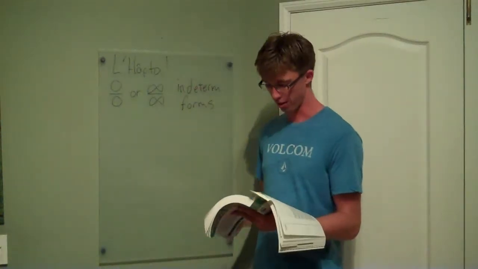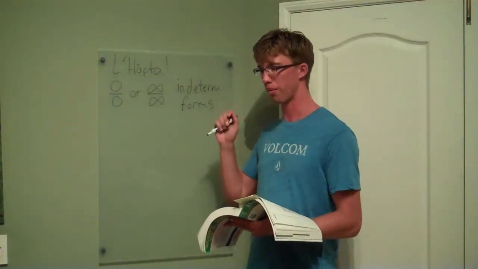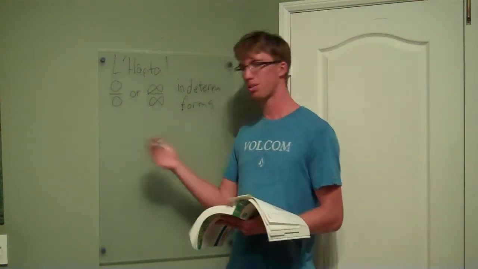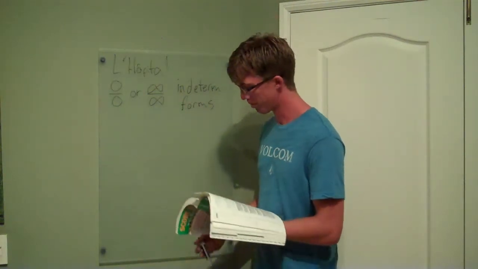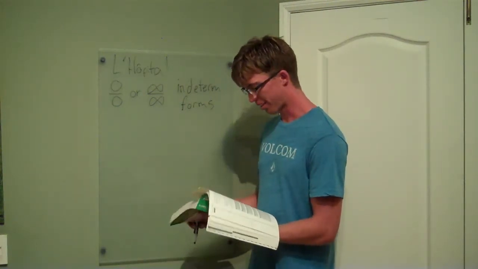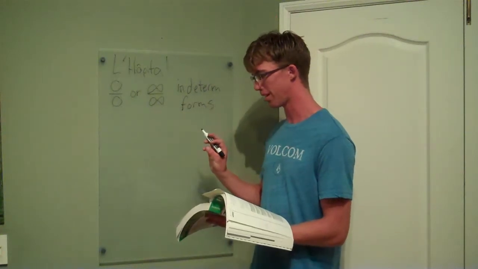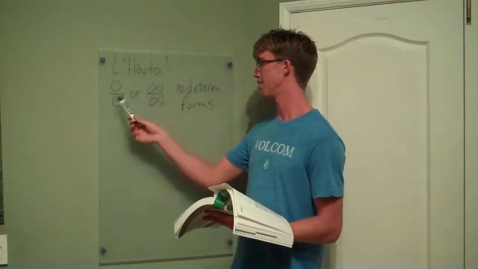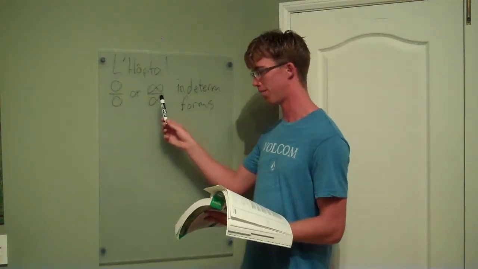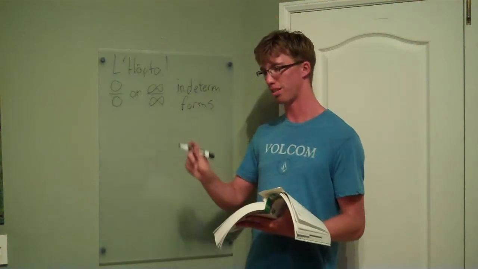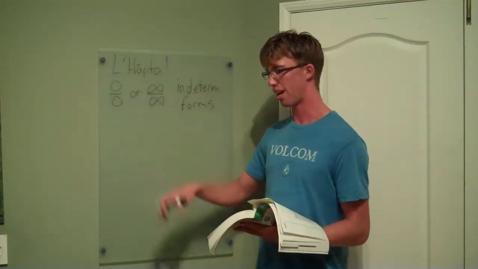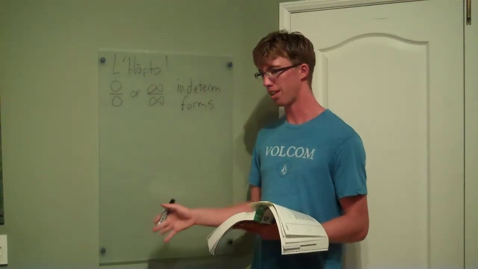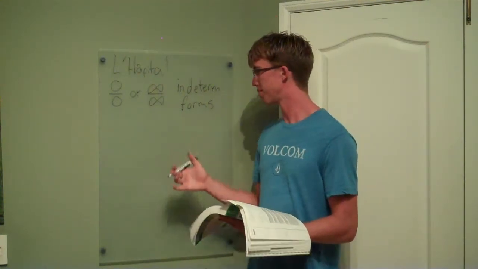Alright, next we have L'Hopital's rule, which is a way of finding limits a little bit easier. As I'm sure all of you know, because we've all done L'Hopital's rule, what it is basically is when you're taking a limit of something and you come out to an indeterminate form, like 0 over 0 or infinity over infinity, you can take the derivative of the top of the fraction and the derivative of the bottom of the fraction, which will simplify the limit and hopefully allow you to come out with an answer.